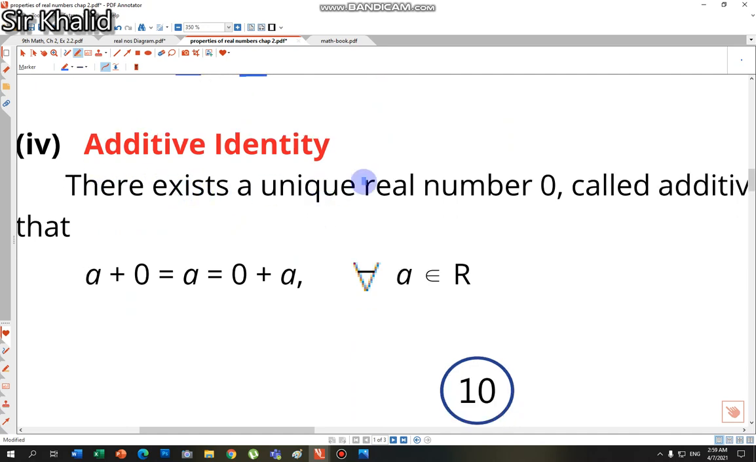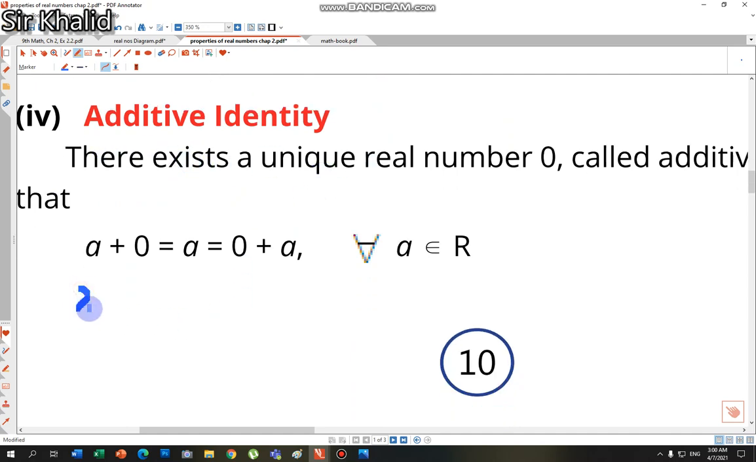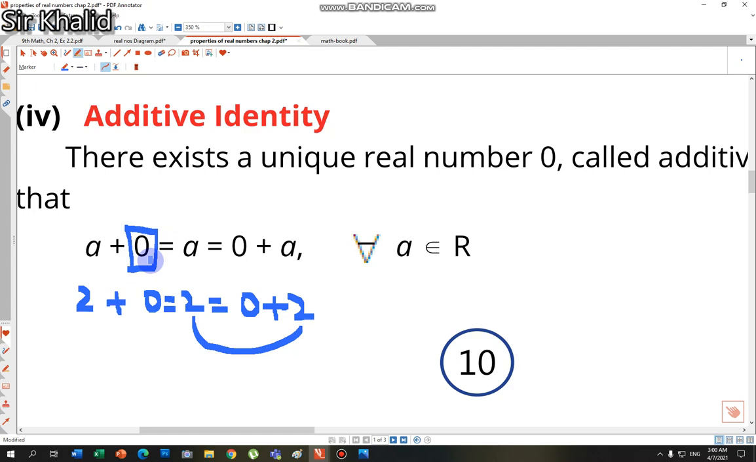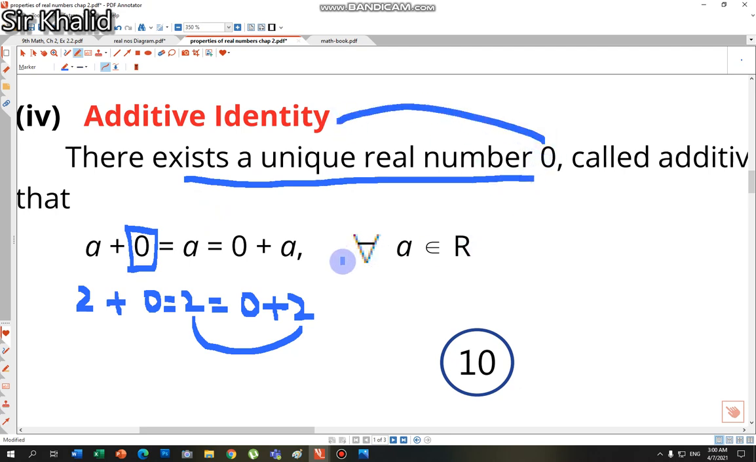Additive identity. What does it mean? It means if I add 0 to 2, it will give you 2, or 0 plus 2 will again give you 2. So there exists a unique number which results in the same answer. If I add 0 to any real number, it will give you the same real number. So there exists a unique real number 0, and this 0 is called the additive identity.